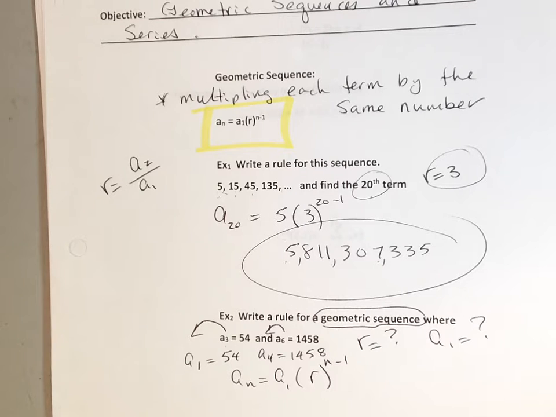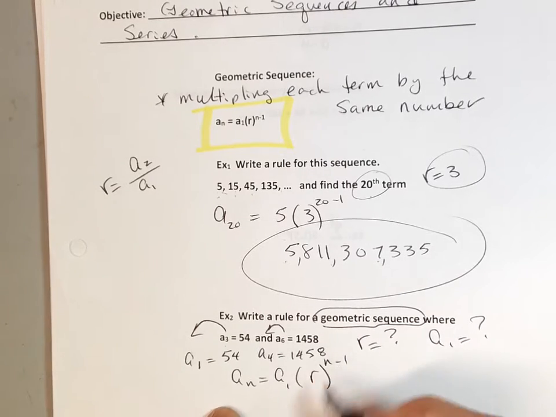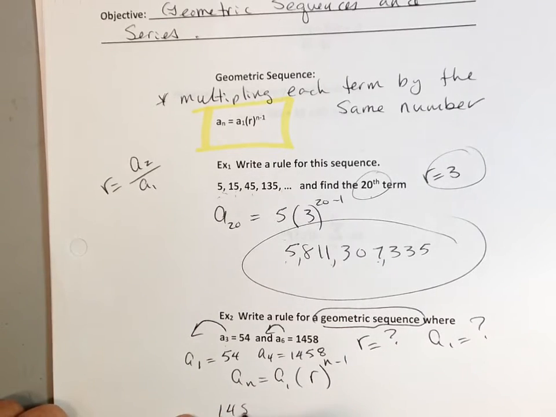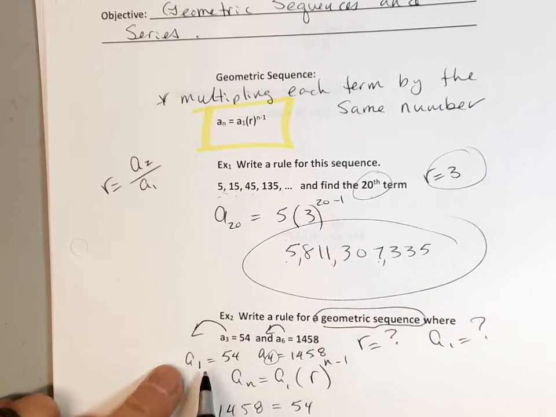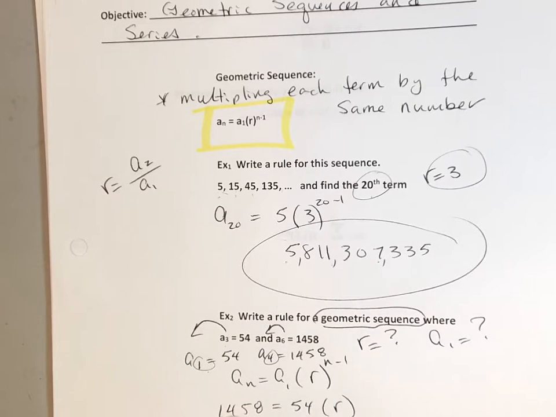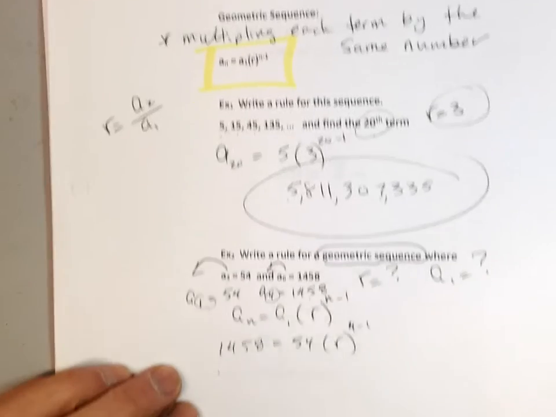All right, now A1. So let's use our formula. 1,458, which now is my fourth term, equals my first term, which is 54, because I shifted and made that my first term, times R. Now I need to find R, but when I shifted this term to 1,458, I made it the fourth term, so n is 4 in this case, so I get 4 minus 1. Now I've got to solve. Let me simplify a little bit.